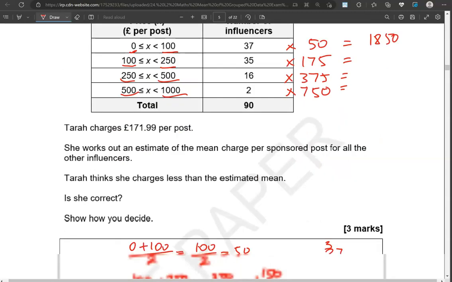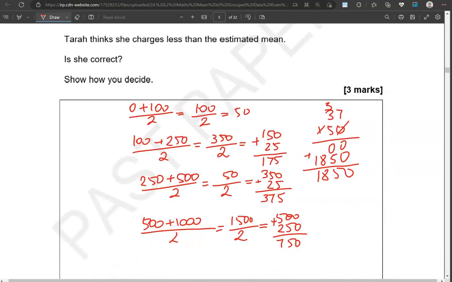£175 times 35. 5 times 5 is 25, so 5 down, 2 carried over. 5 times 7 is 35, and the 2 is 37. So 7 down, 3 carried over. 5 times 1 is 5, and the 3 is 8.